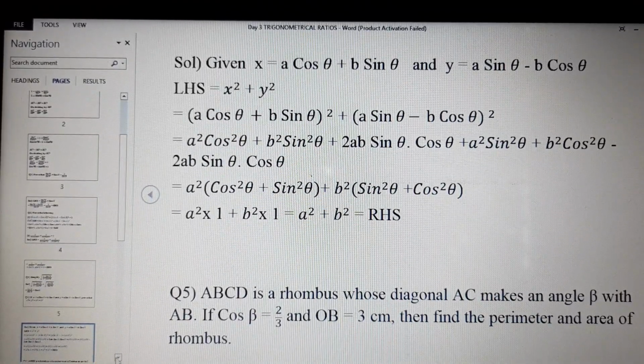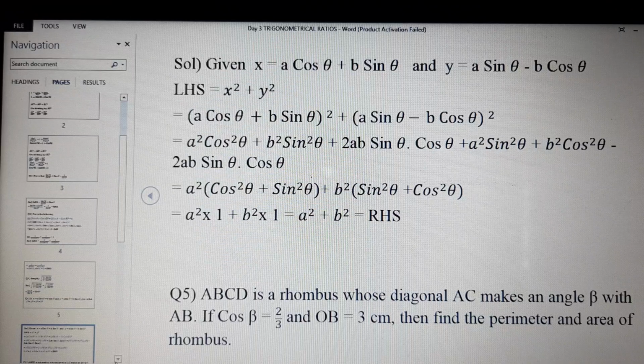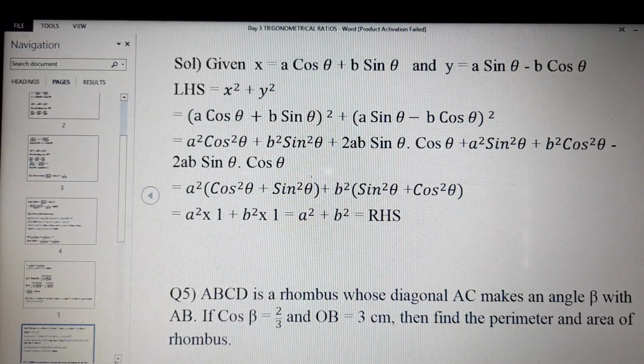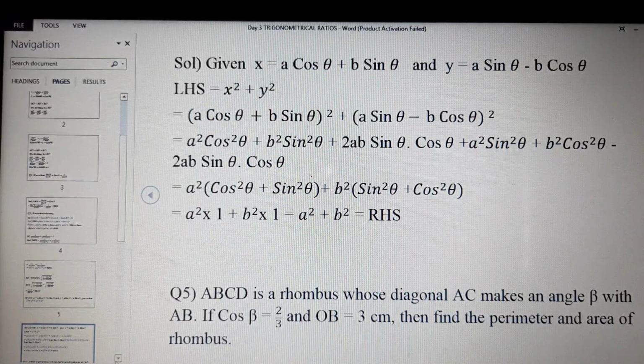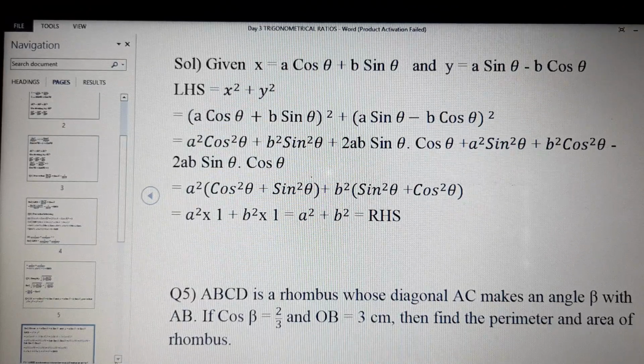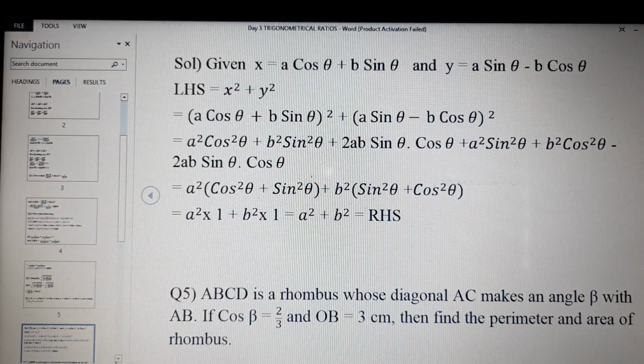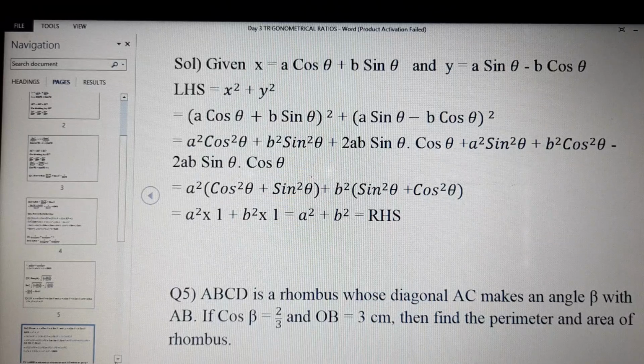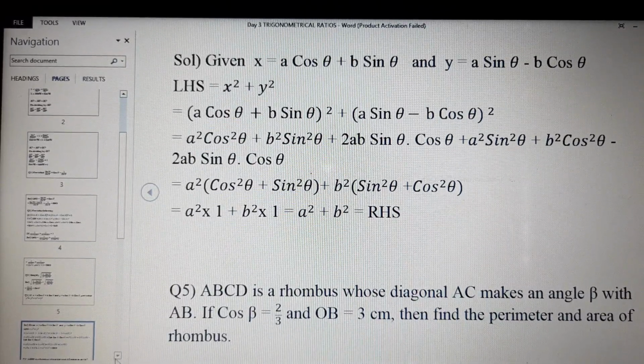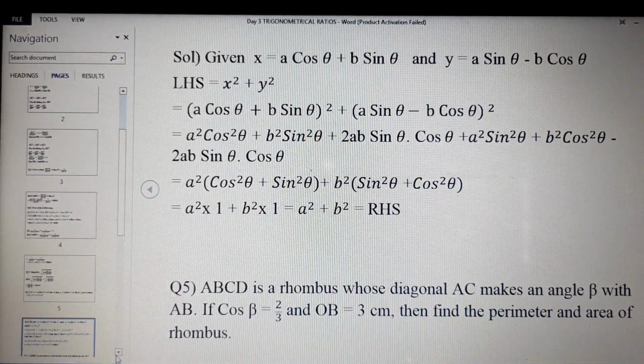Moving on to the next question. The next question is actually an application of trigonometrical ratios. Please read the question very carefully and try to understand. It's a combination of geometry and trigonometry.